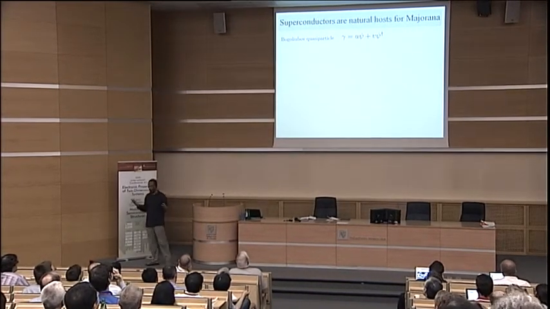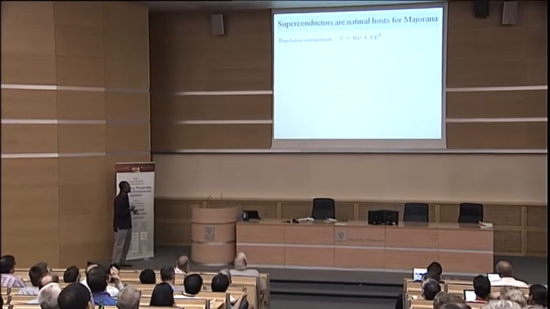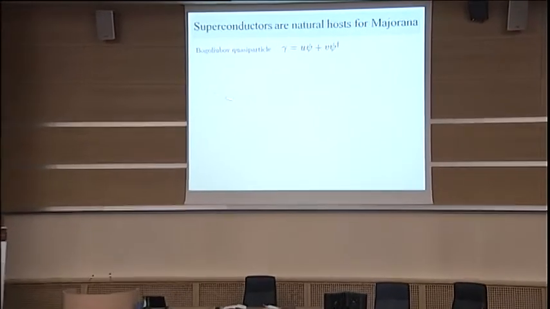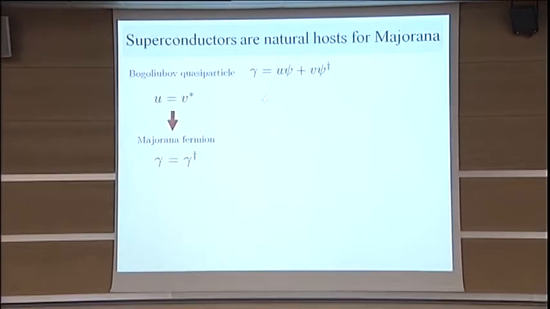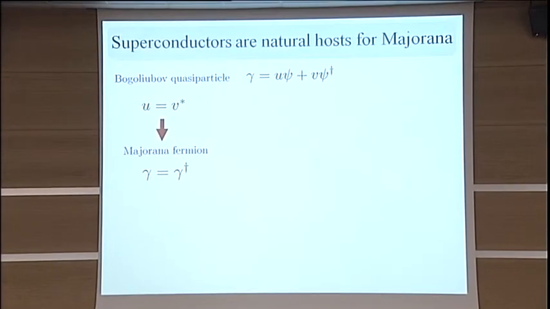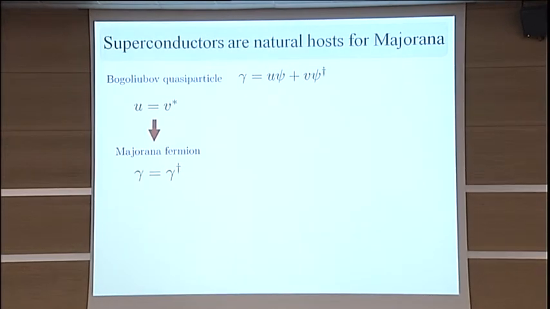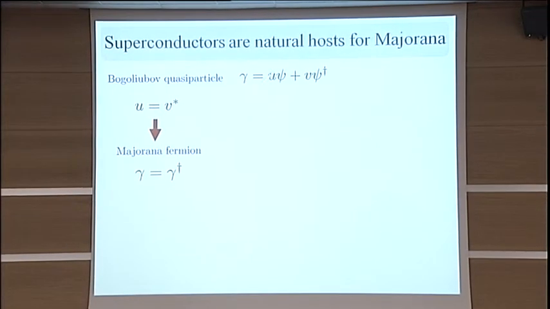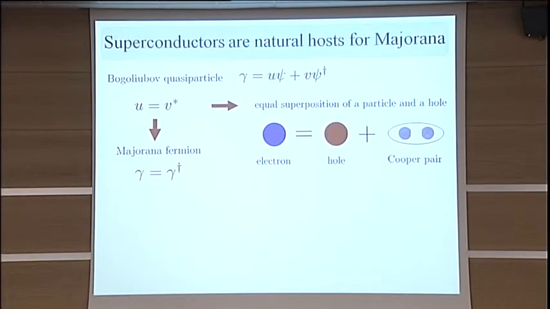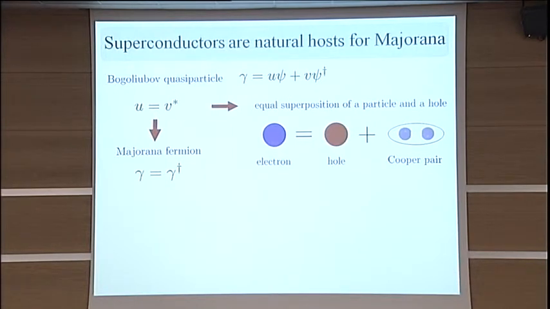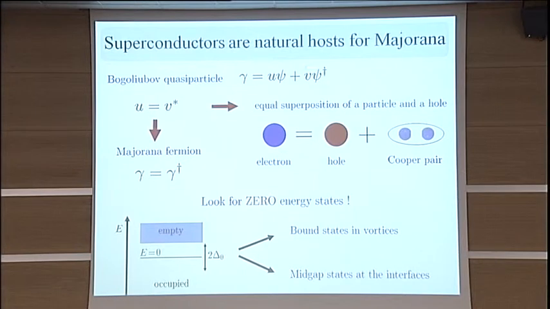Actually, it's very simple. Superconductors are natural hosts for Majorana. Why? Let's take a quasi-particle in a superconductor. They're called Bogoliubov quasi-particles. They are a linear combination of an electron operator and a hole operator. This is because superconductors have particle-hole symmetry. So if you want to know what the excitations in the gap of a superconductor are, these are the Bogoliubov quasi-particles. So u and v are just numbers. If you take u equal to v star, then the gamma operator is equal to gamma dagger. So all you have to do is find a Bogoliubov quasi-particle which satisfies the property u equal to v star. If you find that property, that has to be Majorana, because then gamma is exactly equal to gamma dagger, electron and hole are the same.